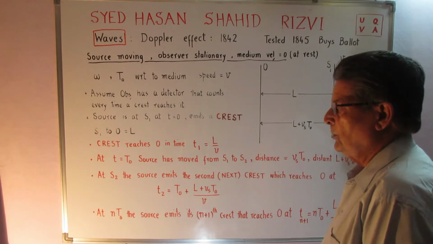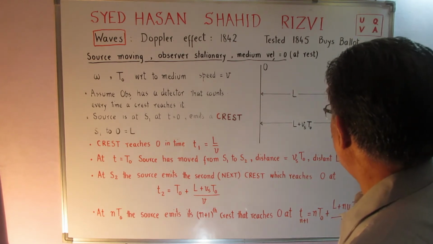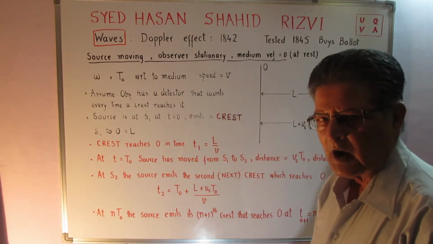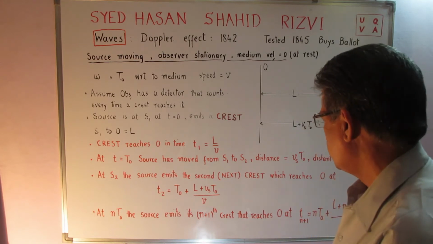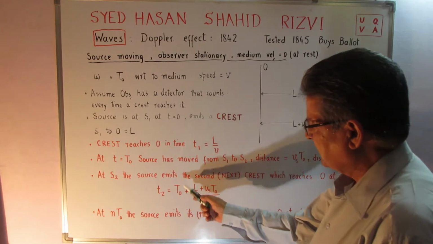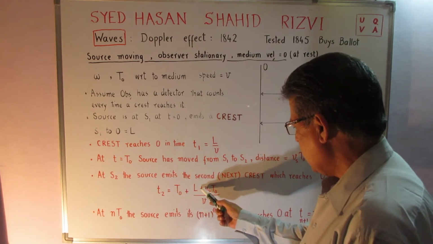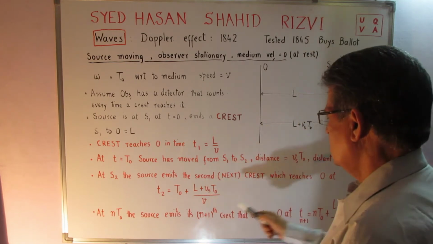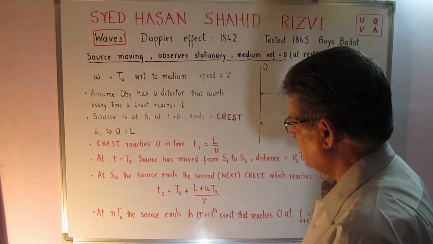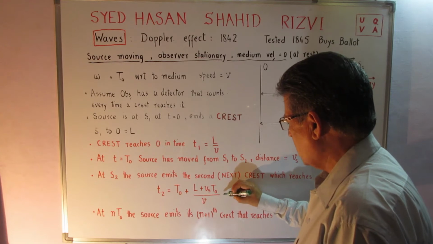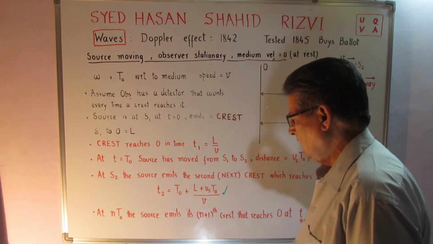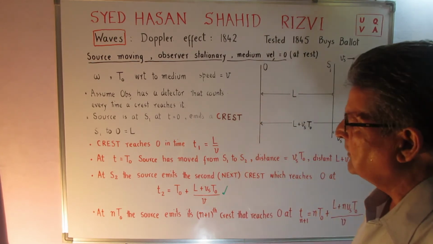When at S2, in this new location, the source emits the second crest, which reaches O at a time t2 equal to T naught plus (L plus Vs T naught) divided by v. It's not difficult to understand. This is the relation at which we'll ask you to ponder and think, and you will arrive at it. It's a very simple logic.